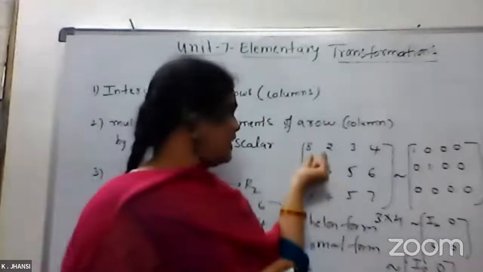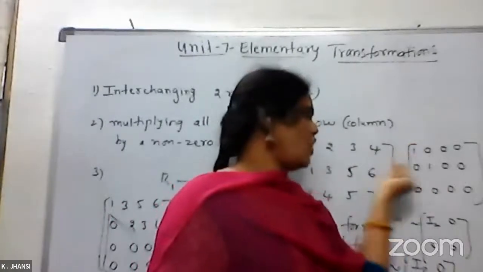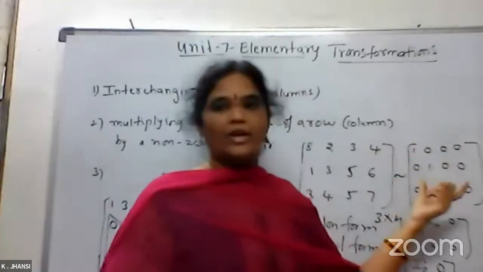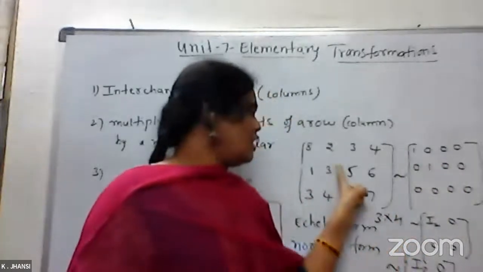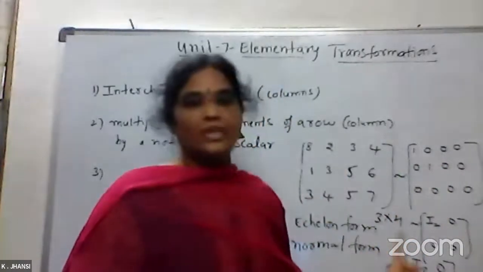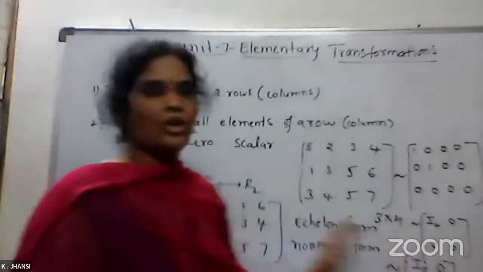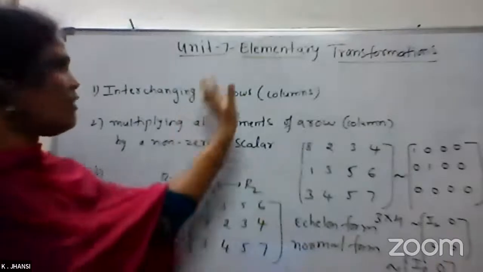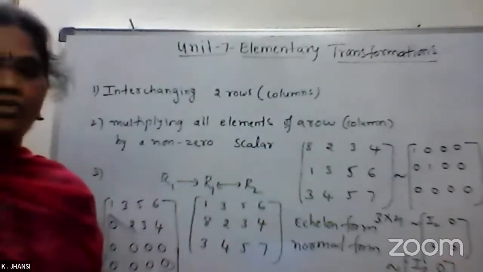So when you are converting the given matrix into an identity matrix, if you are converting it to a 2 by 2 identity matrix, then the rank of the matrix is 2. If you are converting the given matrix into a 3 by 3 identity matrix, then the rank of the matrix is 3. Okay. So the main concept of finding the elementary transformations is to find the rank of the matrix.